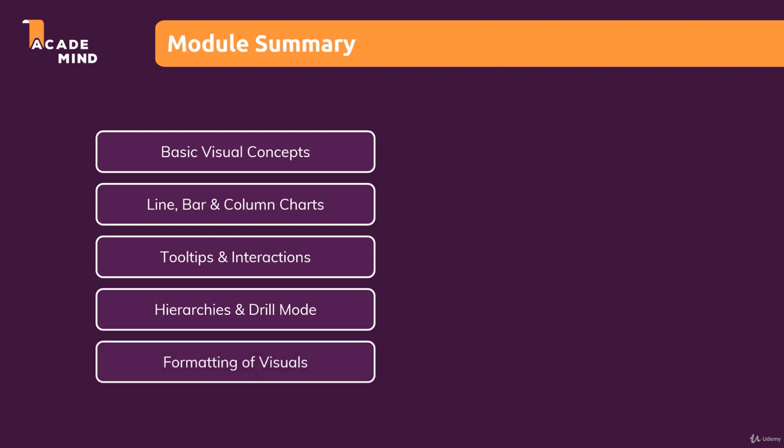We also learned about formatting of visuals. You learned about the format menu, how you can work on the axis, how you can work on the colors of the different bars and the different lines. All these things that make sure that your visuals look as good as possible.